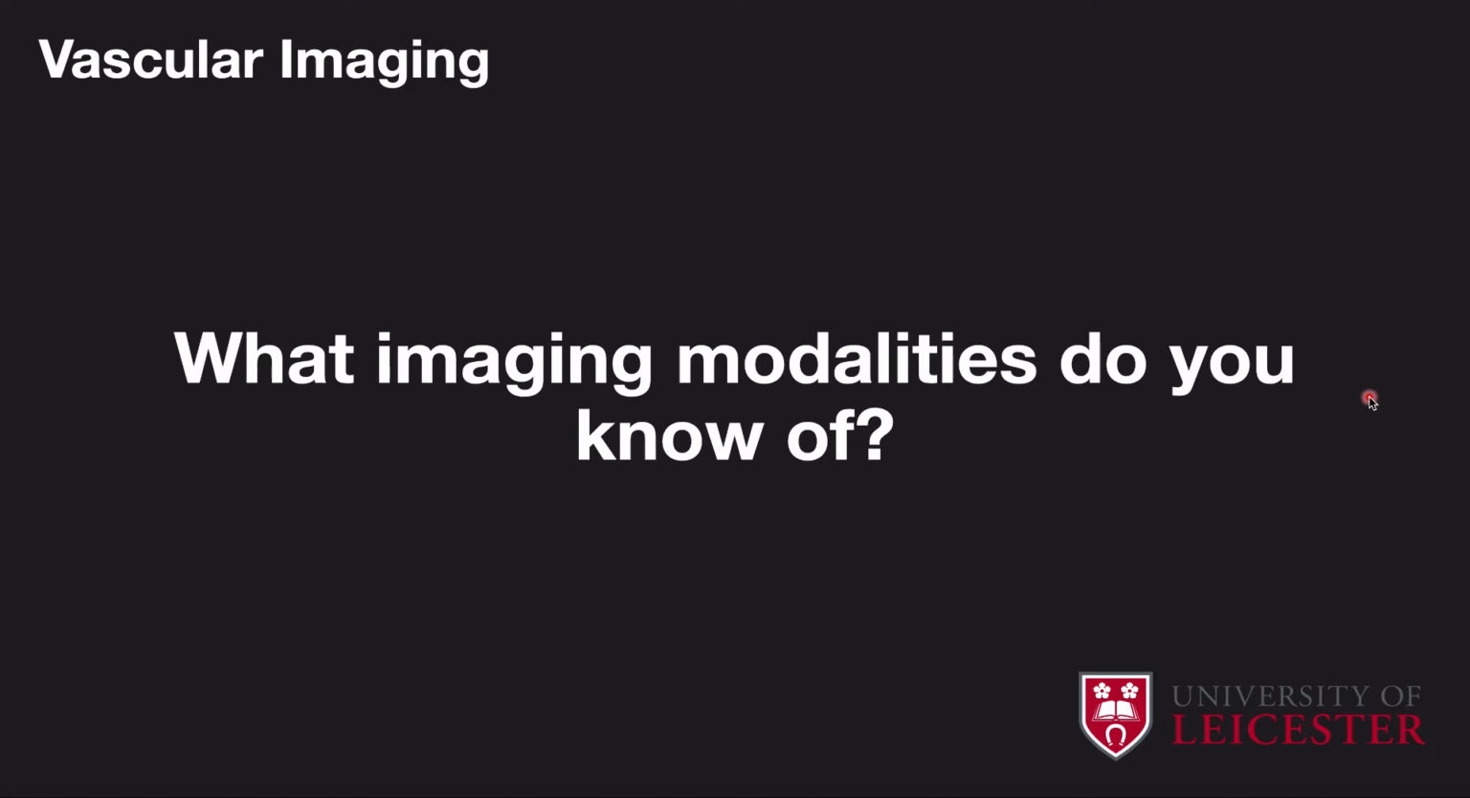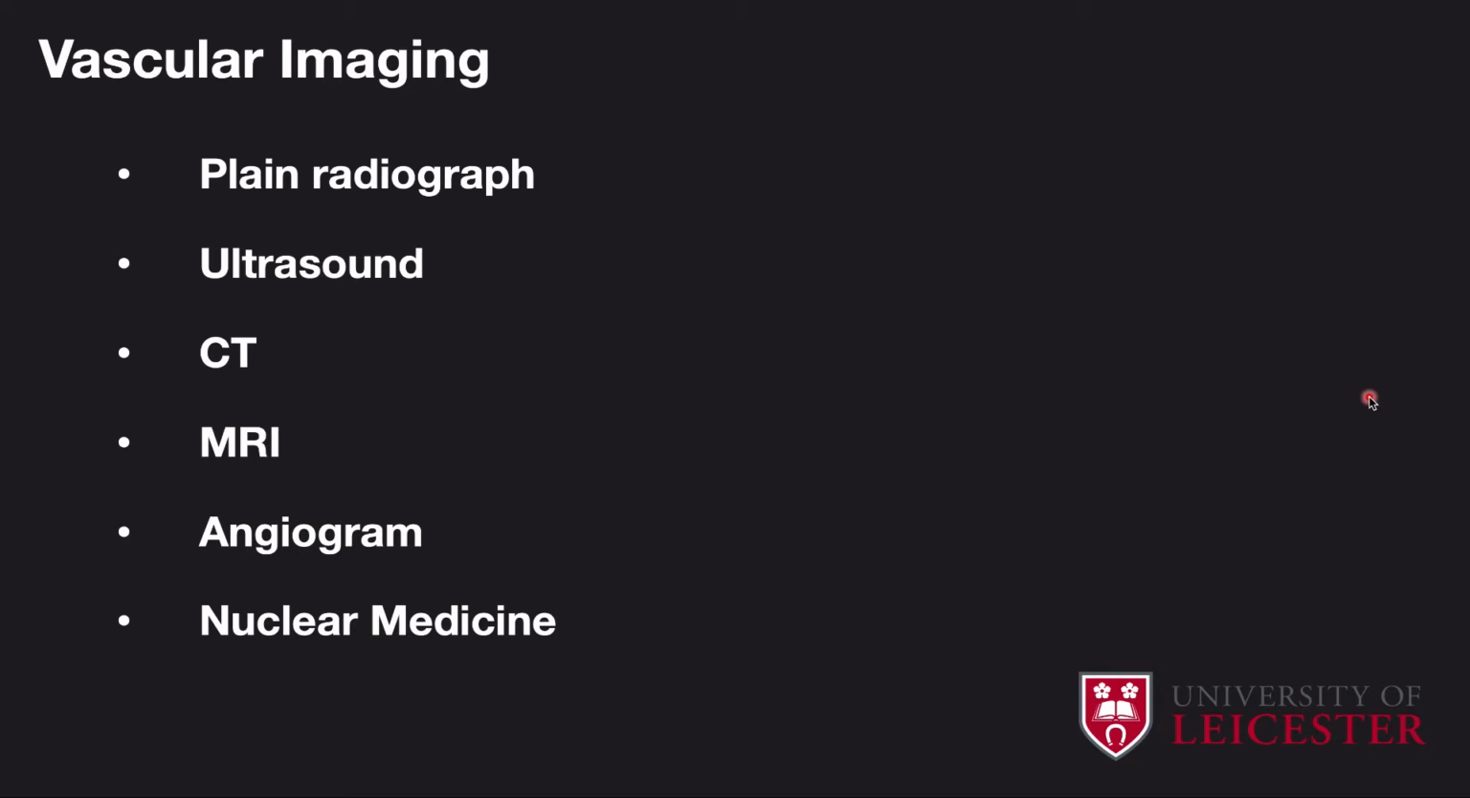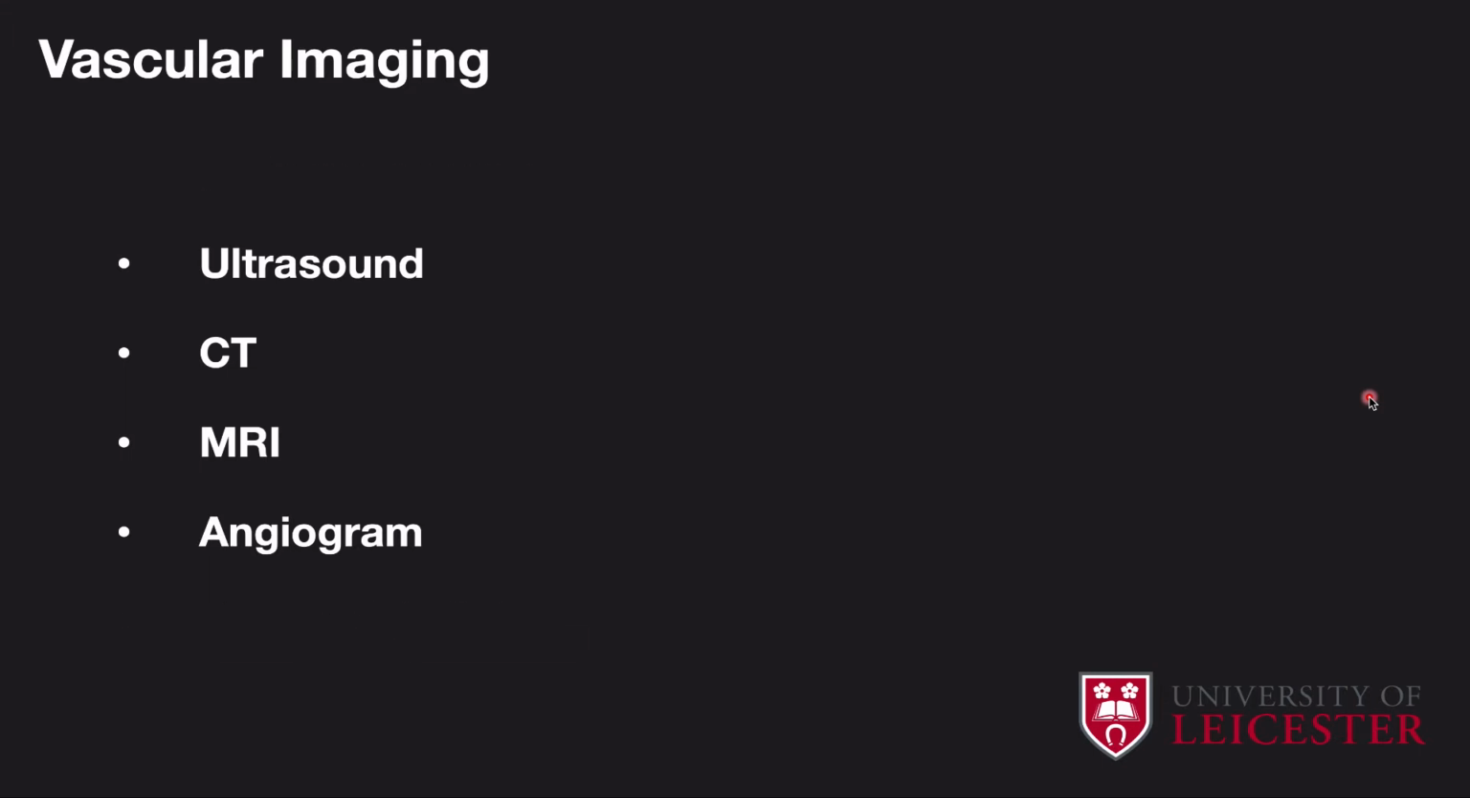So let's kick off. What imaging modalities do you know of? In general, we use plain radiograph, ultrasound, CT, MRI, and nuclear medicine in our daily work. In terms of vascular imaging, we mainly use ultrasound, CT, MRI, and angiogram. We will review each of them one at a time.